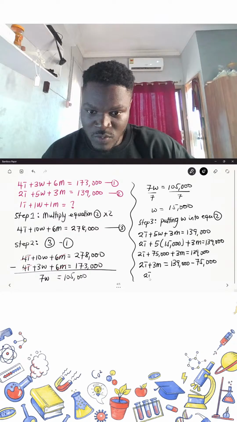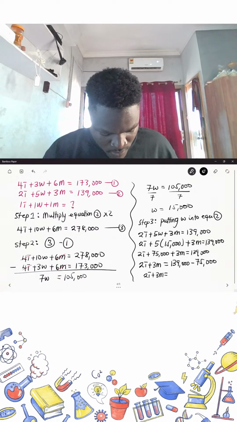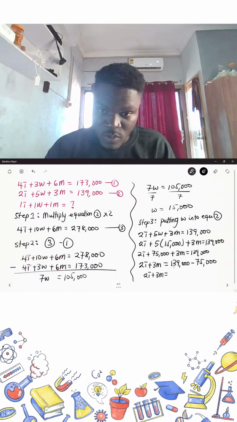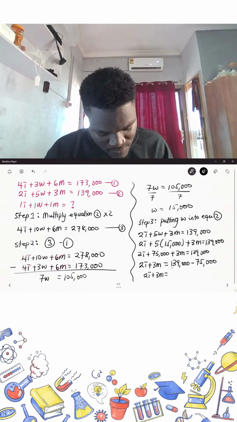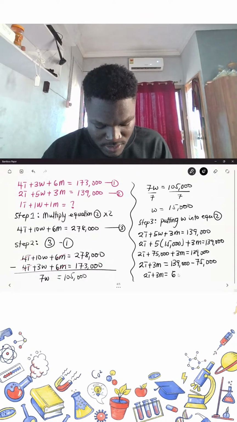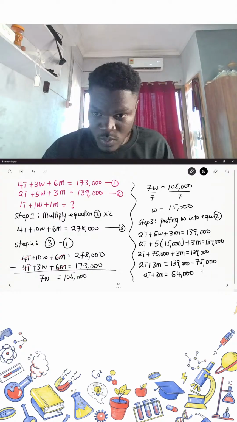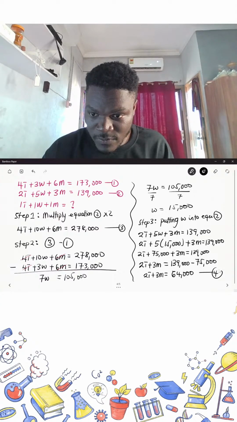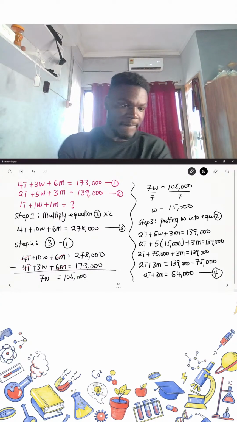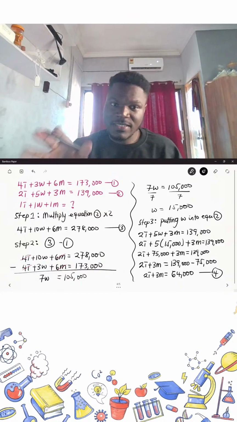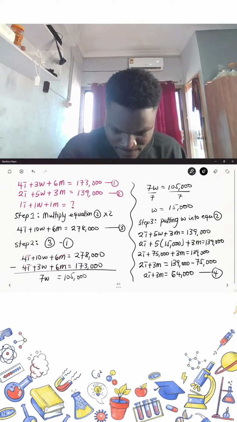So therefore 2t plus 3m will be equal to 139,000 minus 75,000, which is 64,000. Okay, so this is what we will get. I will name this our equation 4. I believe up until this point you understand.